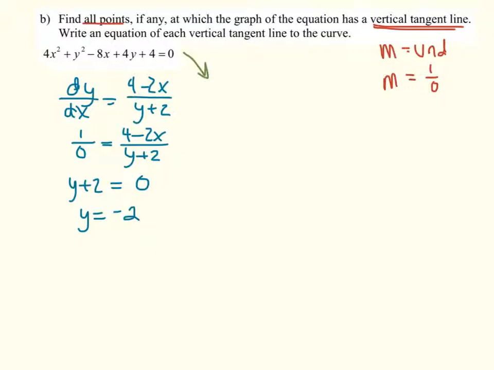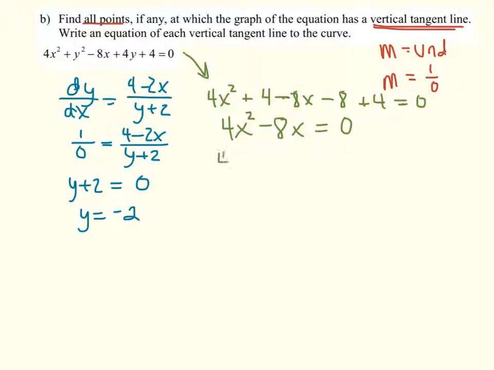Hopefully you remember from last time, we're going to go back to the original. So I'm going to take that y value and plug it in. So 4x squared plus negative 2 squared would be 4, minus 8x, plus 4 times negative 2 would be minus 8, and then plus 4 equals 0. Okay, so I'm going to clean this up, and I'd have 4x squared minus 8x, and then I have 4 minus 8 is negative 4, plus 4 is 0 again, and so that's just 4x squared minus 8x.